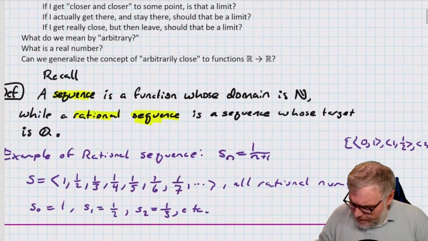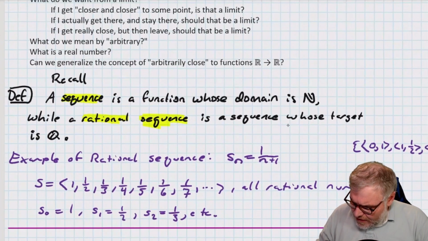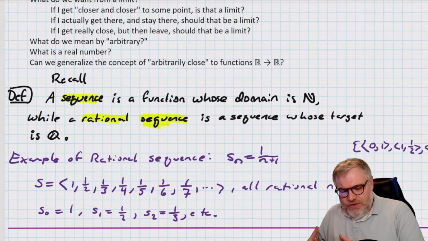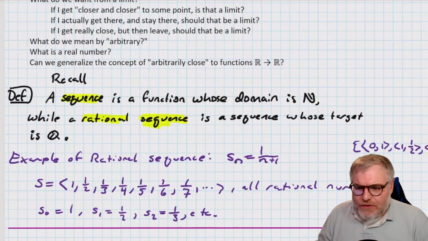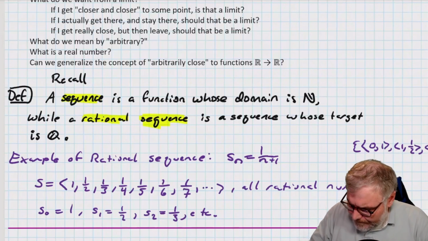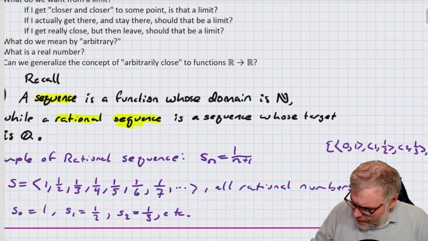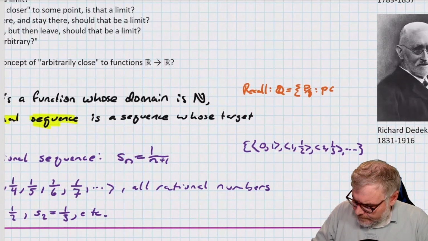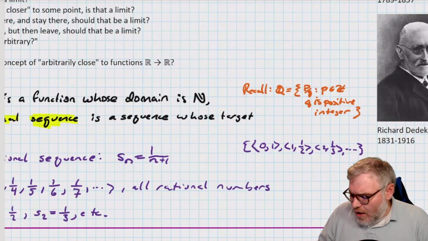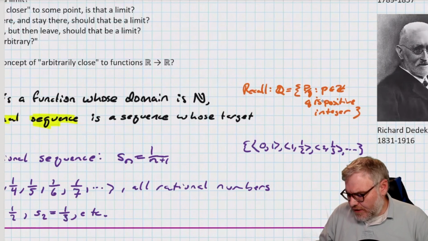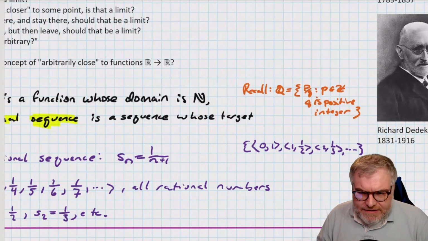So a rational sequence is a sequence all of whose members, if you want to think of them as members, all of whose y values are rational numbers. And recall that the rational numbers were just what we thought of as integer fractions, right? Just recall that the set of rational numbers is the ratios of integers, P over Q, where P is an integer and Q is a positive integer.